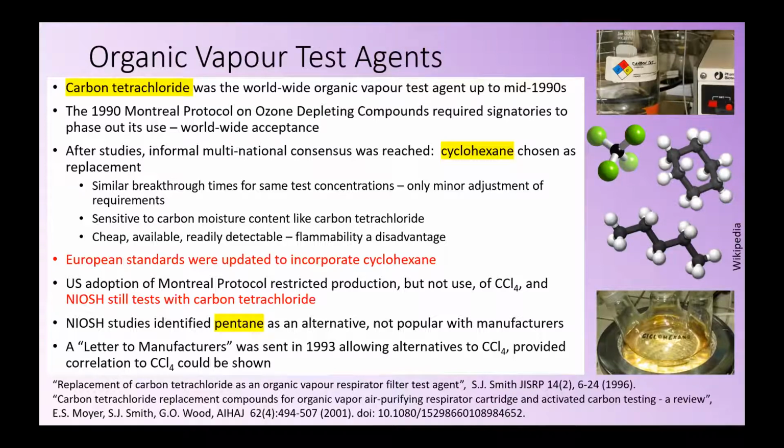NIOSH has gone to cyclohexane, for instance, in its CBRN standards for organic vapor, but for its main testing still uses carbon tetrachloride. They did identify pentane as an alternative back in the early 90s, but that does have problems when it comes to vapor generation. It's a low-boiling organic, bubbles swarm in feed systems. Unfortunately, the concession made was that you can use alternative chemicals, but for submission purposes, a correlation to carbon tetrachloride must be shown, which effectively means you have to test with carbon tetrachloride. So unfortunately, yes, there's a slight hiccup in submissions for organic vapor stuff into North America with that.